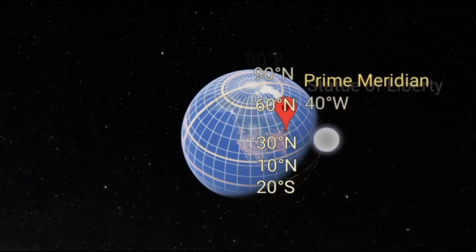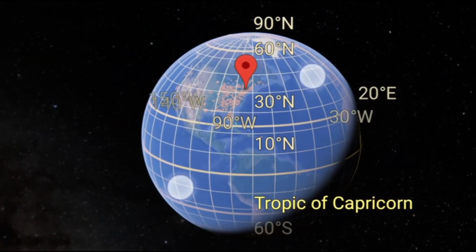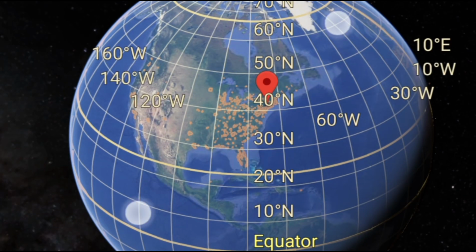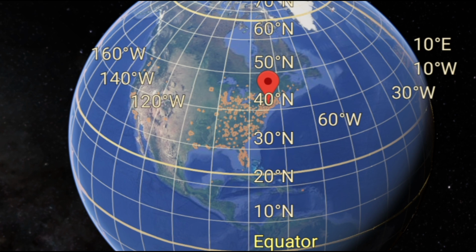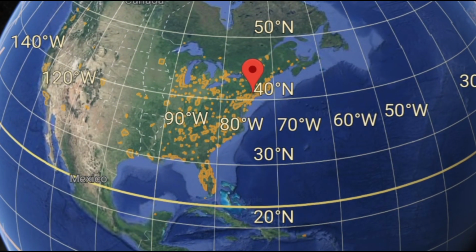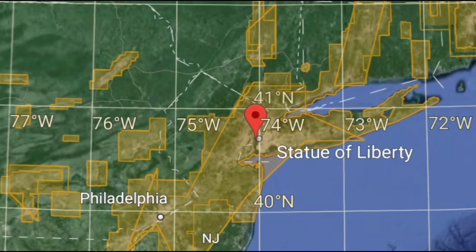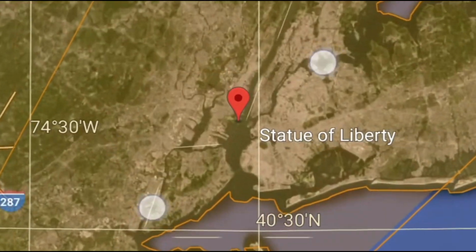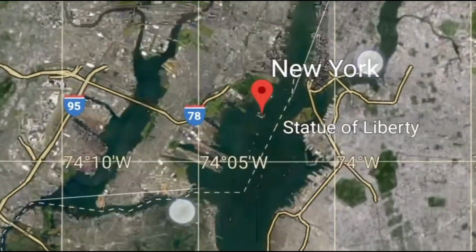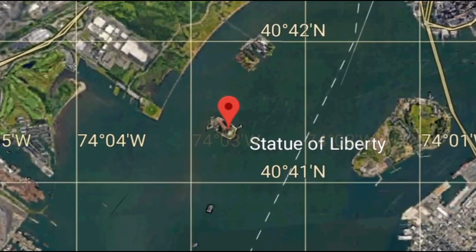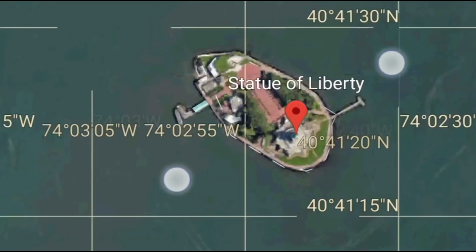The Statue of Liberty is marked here. Let us zoom in. When you zoom, you can see many grid lines. Some lines pass from up to down, some from left to right. There are also some numbers, like 70 degree west, 80 degree west, 40 degree north. If you zoom in, we can see that the place is New York. The Statue of Liberty is present in New York, and the exact location is here, inside a particular rectangle.